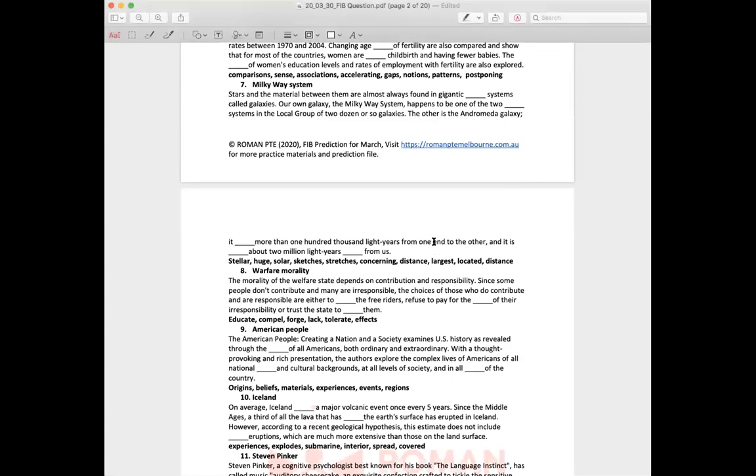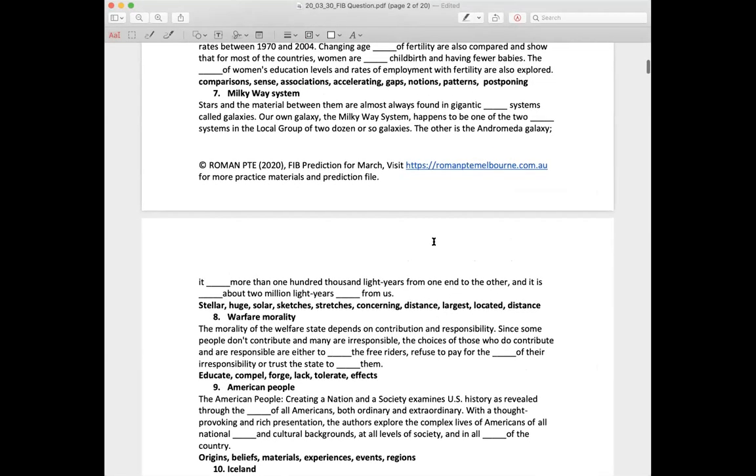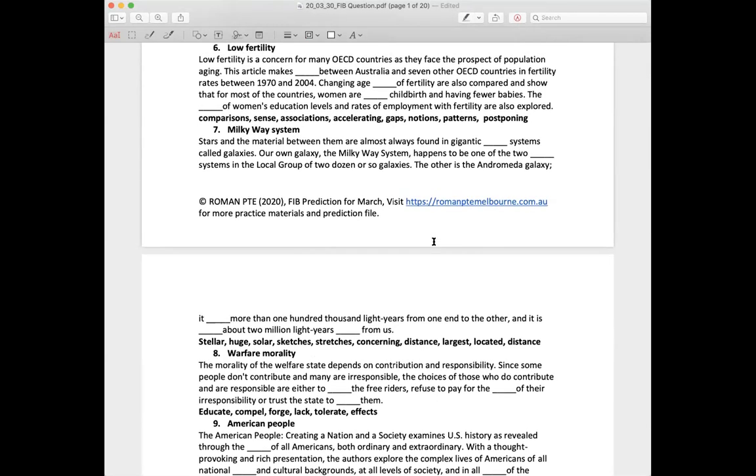So anyway, let's look at question number 7, Milky Way system. Stars and the material between them are almost always found in gigantic systems called galaxies. So this is a word which I would use to describe systems. Again, look at the options. Which words are used to describe systems? And remember, these are the systems related to galaxies. So don't just pick any word. Only focus on the words which will be used to describe systems related to galaxy.